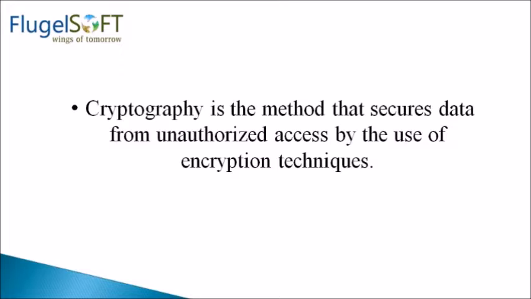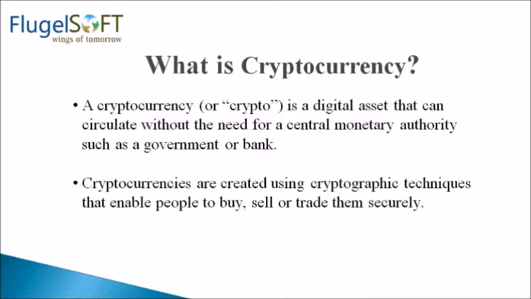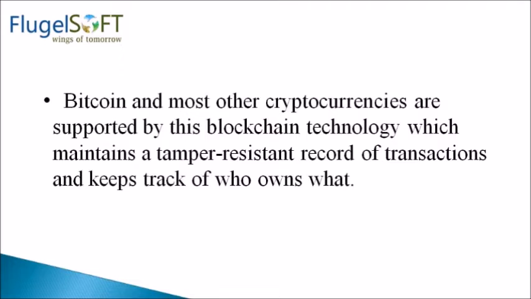To summarize it systematically, a cryptocurrency or crypto is a digital asset that can circulate without the need for a central monetary authority such as a government or bank. Instead, cryptocurrencies are created using cryptographic techniques that enable people to buy, sell, or trade them securely. Bitcoin and most other cryptocurrencies are supported by this blockchain technology, which maintains a tamper-resistant record of transactions and keeps track of who owns what.